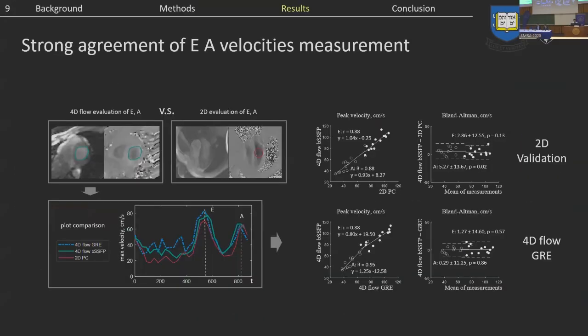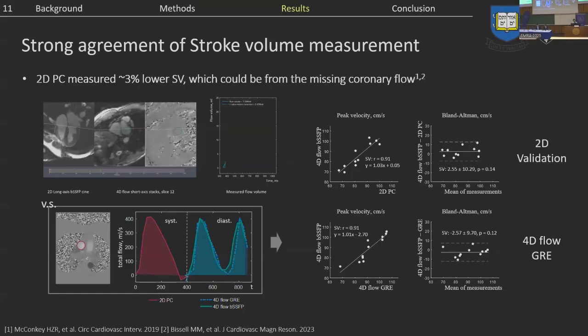And statistically, we compare the flow velocities, where you can see our 4D flow BSSP shows very strong agreement with the 2D evaluation and the 4D flow GRE version. They show very similar measurements of E and A, the peak velocity. For the flow volume, we also show strong agreement with the standard 2D aortic measurement and the 4D flow GRE. So we basically validated our method versus the 2D and 4D flow GRE for the flow velocity and the flow volume.